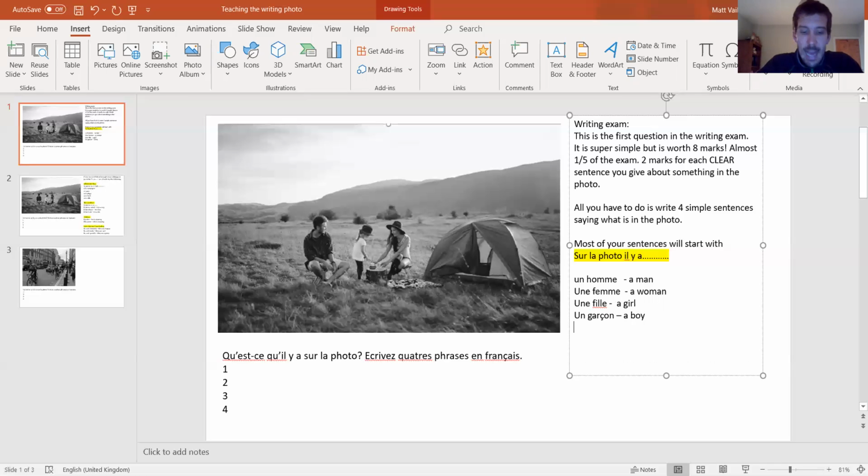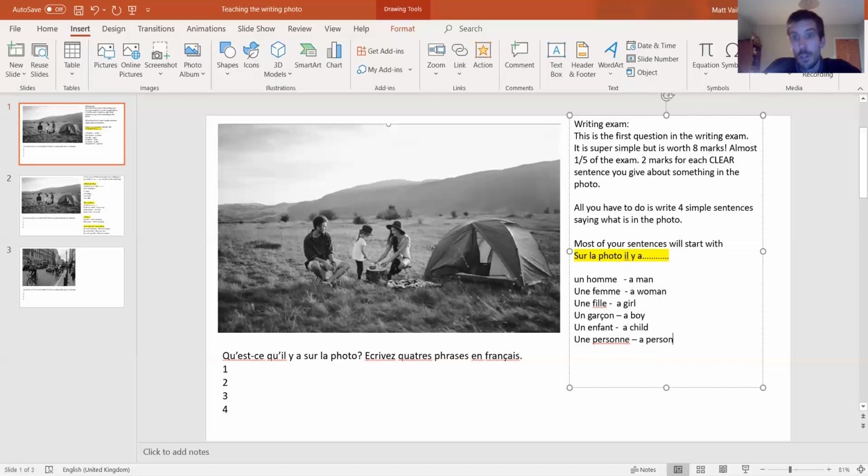What about il y a un enfant? There's a child. Yeah, a child. What else might I say? Il y a une personne. If you're going to say a person, make sure you spell it right, double N-E. If you spell it like the English, they will not give the mark. Okay, a person. Obviously, with that one, or with any of these, you could change the un or the une to a number if you wanted to.